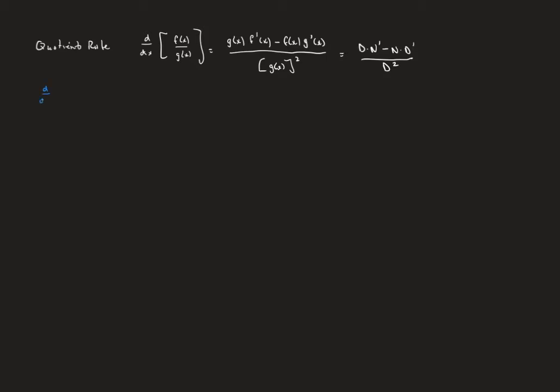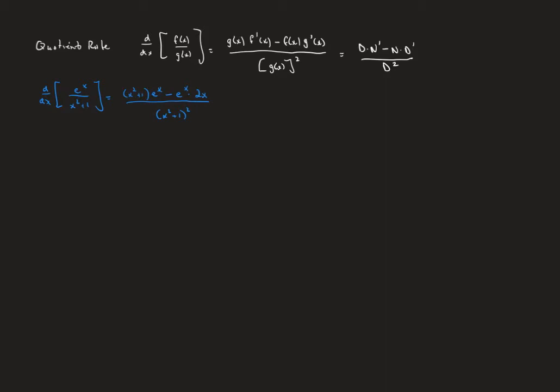So let's take the derivative of, and let's do e to the x over x squared plus 1. So this is going to be a quotient rule. So we have the denominator times the derivative of the numerator minus the numerator times the derivative of the denominator, all over the denominator squared. And we'll just stop right there for now.